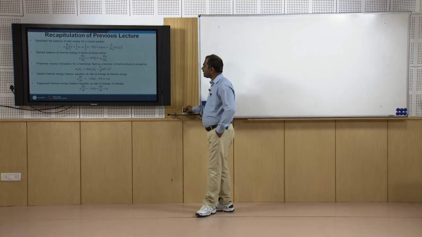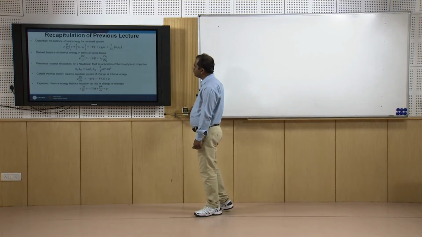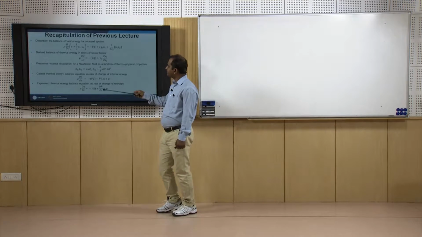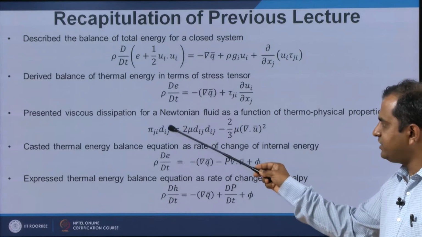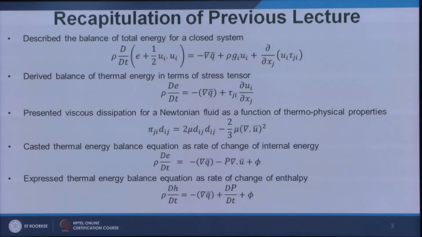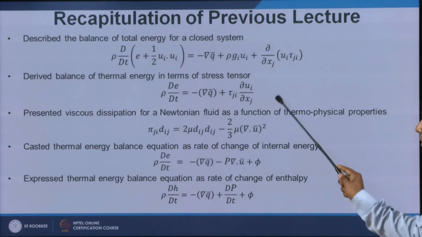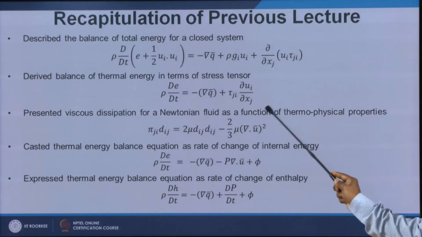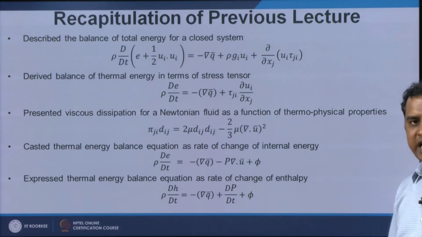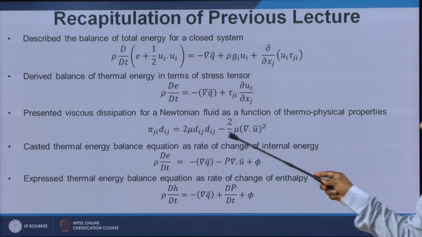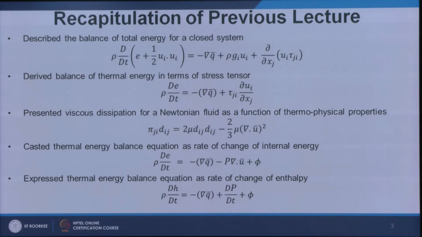Next, we also showed how viscous dissipation pi_ji into D_ij arises, where D_ij is the deformation tensor. In between we also said that the rotational tensor is antisymmetric, so that can be cancelled. So, the last term of this thermal energy balance equation, which is the deviatoric part, simplified to pi_ji into D_ij, and we showed for a Newtonian fluid how that can be connected with the thermophysical property mu.